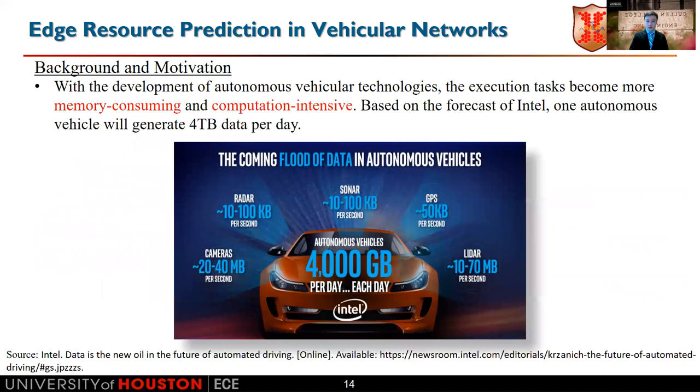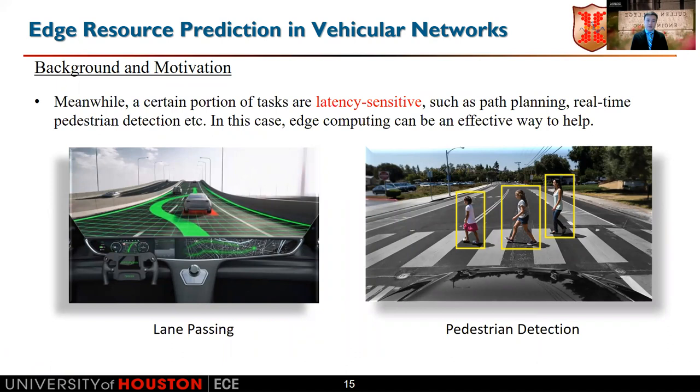Autonomous vehicles are an emerging application for future transportation. The autonomy is heavily dependent on the data generated by onboard sensors and cameras. Based on the forecast of Intel, one autonomous vehicle will generate 4 TB of data per day. So to process such a huge amount of generated data, the tasks will be very memory consuming and computation intensive. Besides, some tasks for autonomous vehicles are latency sensitive, such as path planning or pedestrian detection, because they are safety or life related applications. If the decisions can be made in real time, it will be safer for both drivers and pedestrians.